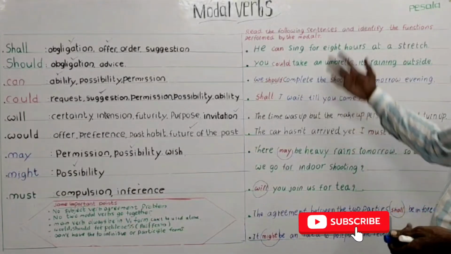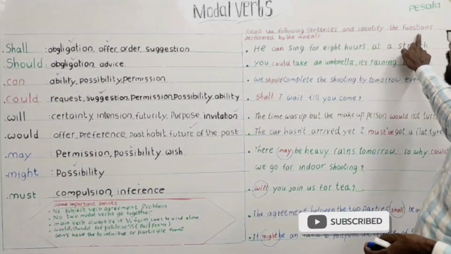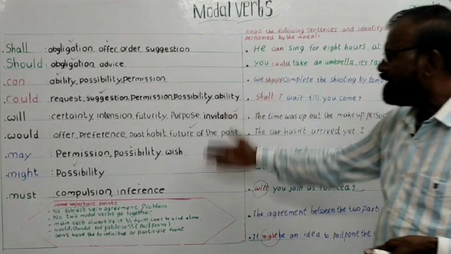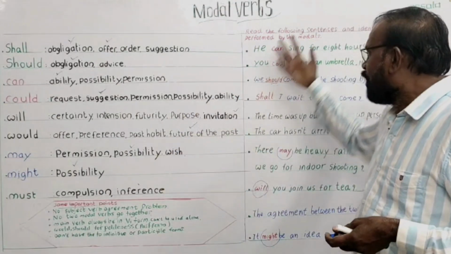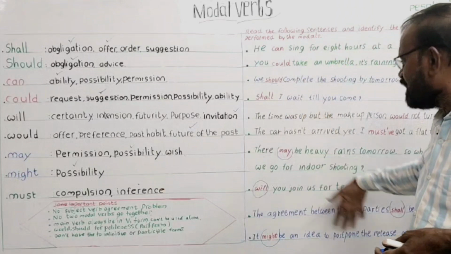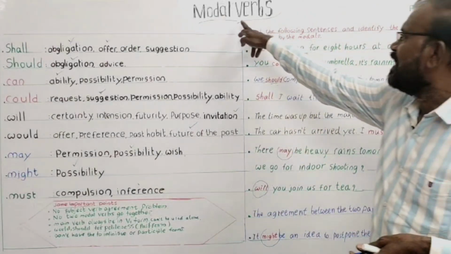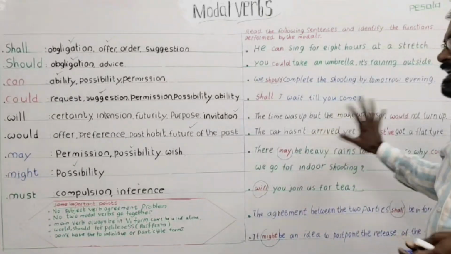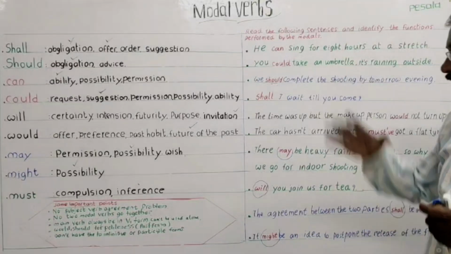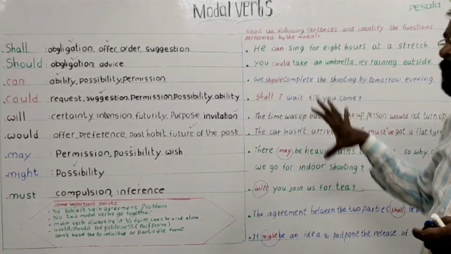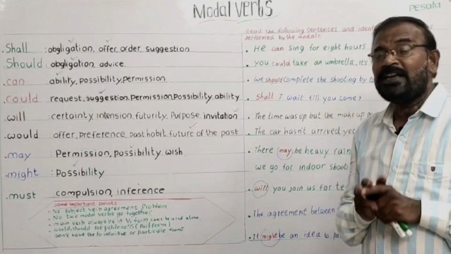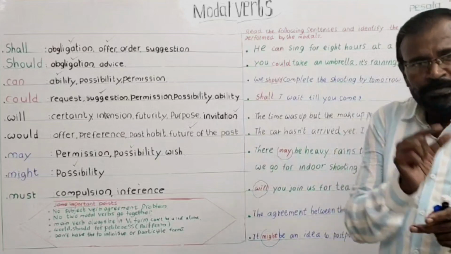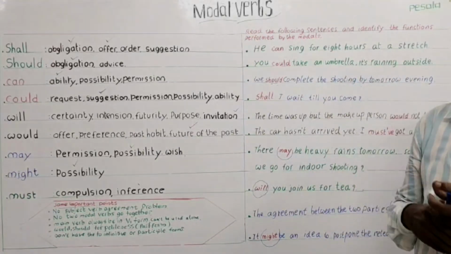It is about the functions performed by the modals in a sentence. These are the modals, and these 9 modals perform different duties, and in different ways they modify the functions of these verbs in a sentence. Modal verbs have some peculiar qualities, and they are quite different from the helping verbs and main verbs.